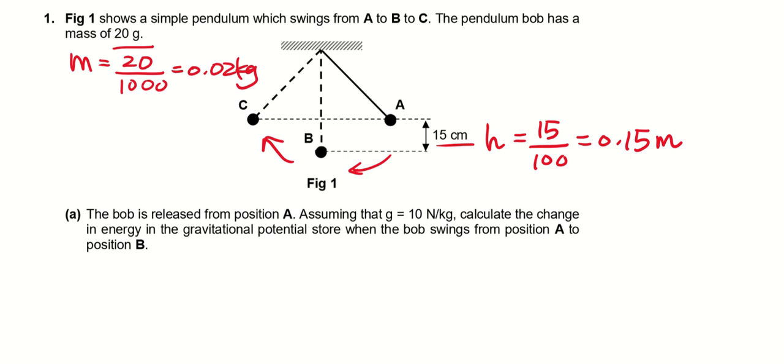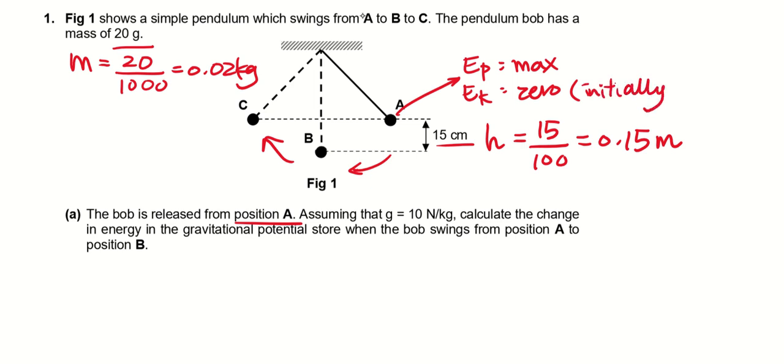Now the bob is released from position A. So at position A, it actually has energy in the gravitational potential store. Because it is released from position A, I will say that it is not moving initially. So the energy in the kinetic store is 0. Why? Because it was initially at rest. It was released there, right? Initially, it was at rest. Then assuming that g equals 10 Newton per kg, that's the gravitational field strength.